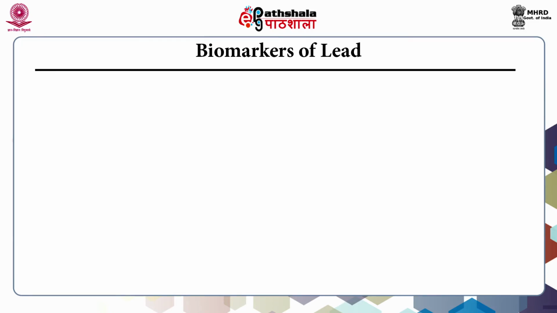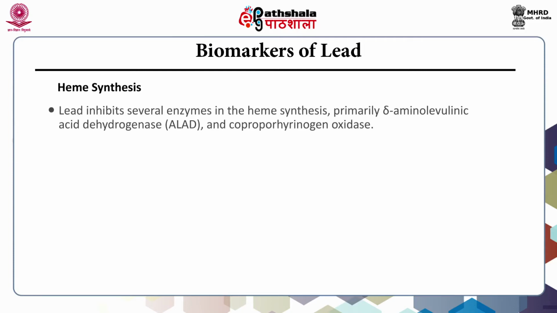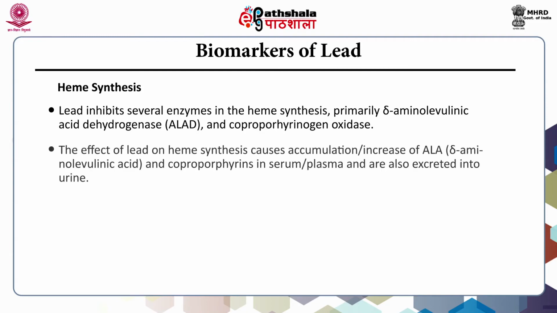There are several biomarkers for lead. One is heme synthesis. Lead inhibits several enzymes in heme synthesis, primarily delta-aminolevulinic acid dehydrogenase and coproporphyrinogen oxidase. The effect of lead on heme synthesis causes accumulation or increase of delta-aminolevulinic acid and coproporphyrins in serum and plasma, which are also excreted into urine. This ALA is a neurotoxin.